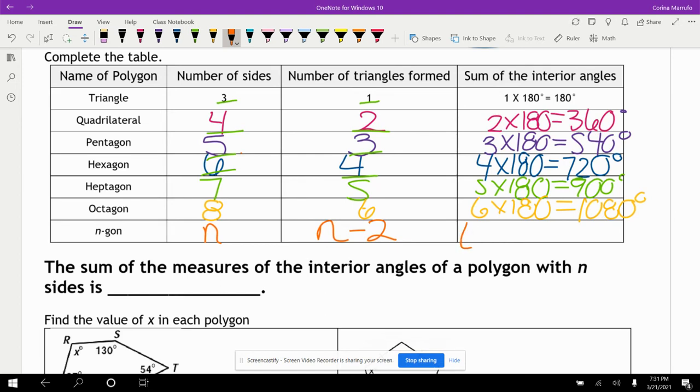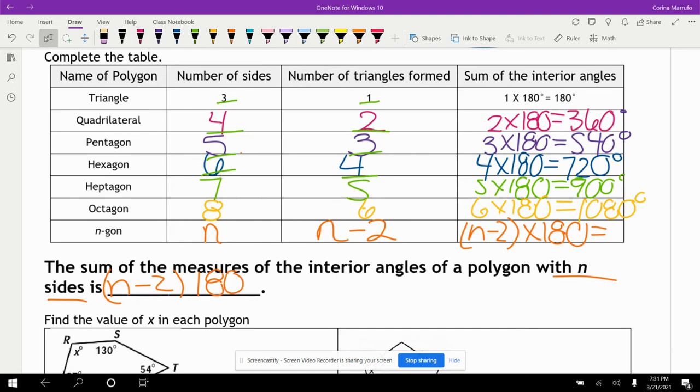Okay, and then once you do that, whatever you get from there, you multiply it times 180, and that is going to give you the sum of the angles. Okay, so here it says the sum of the measures of the interior angles of a polygon with n sides is n minus 2, and you take that and multiply it times 180.